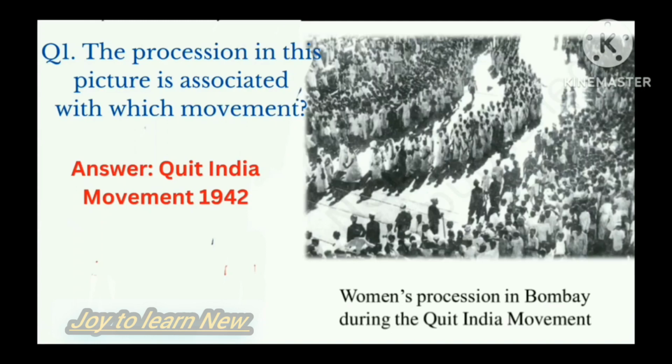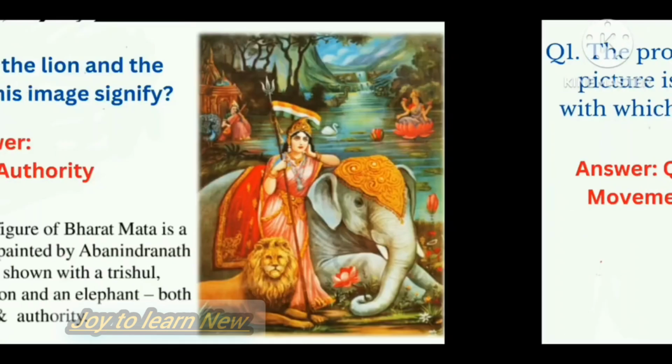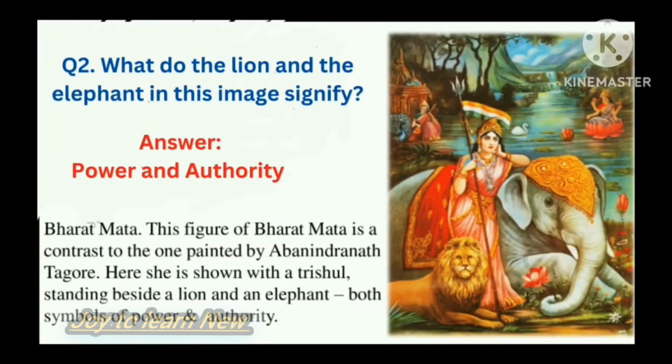In your book, they didn't mention the Quit India movement in depth, but they asked this question in a previous year, so kindly note it down. What do the lion and the elephant in this image signify? Answer is power and authority. Actually, this Bharat Mata image is totally different from the image drawn by Abanindranath Tagore. The lion and the elephant signify power and authority.